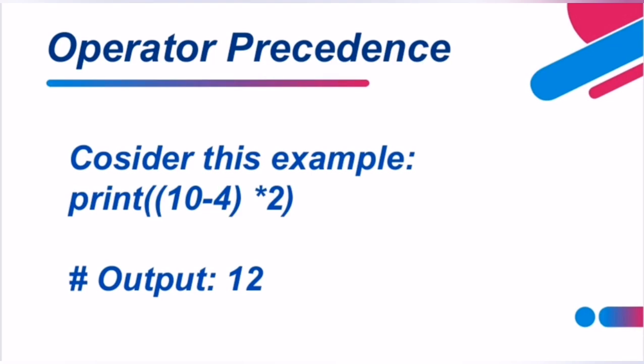Consider one more example. Here in this picture, print 10 minus 4 enclosed in parentheses, multiplied by 2, and its output is equal to 12. Here you can see 10 minus 4 is enclosed in parentheses. The parenthesis precedence is higher than the multiplication sign. So first it will find 10 minus 4, which equals 6, and then multiply 6 into 2, which equals 12. This is called operator precedence.